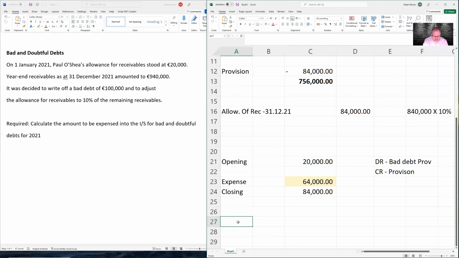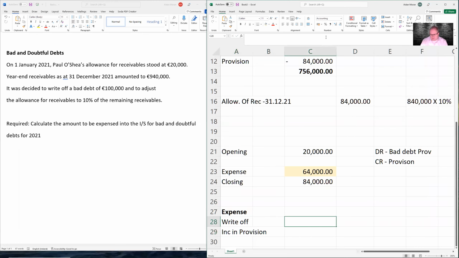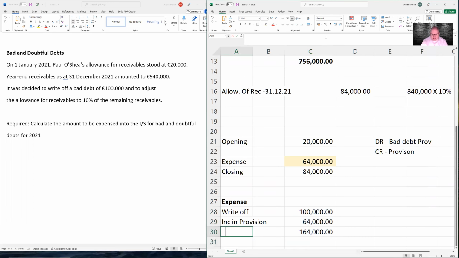So, just so we're clear, my expense in the income statement is the write-off and the increase in provision. It is possible to have a reduction in the provision, which would work the opposite way. So the write-off was 100, and the movement in provision is 64, so the total expense in the accounts is 164.